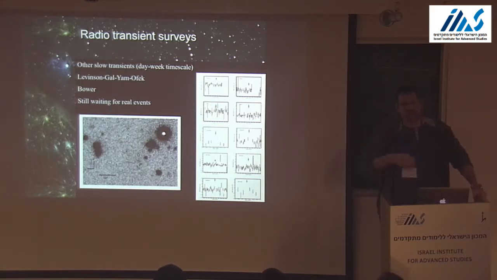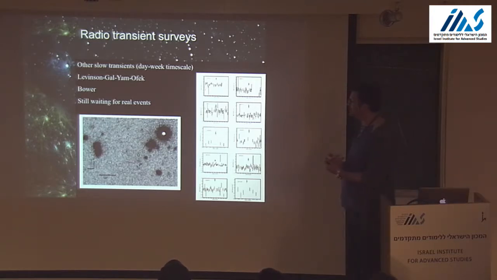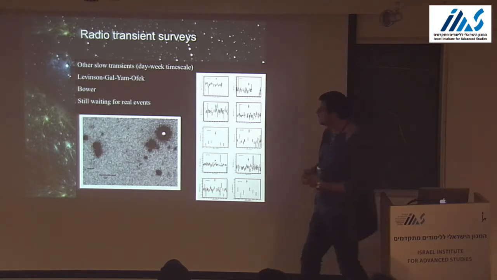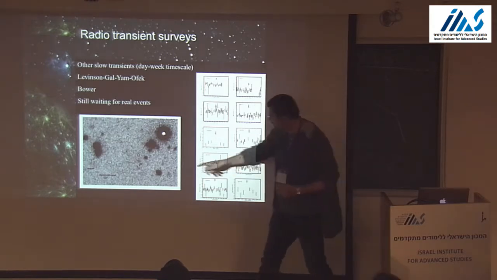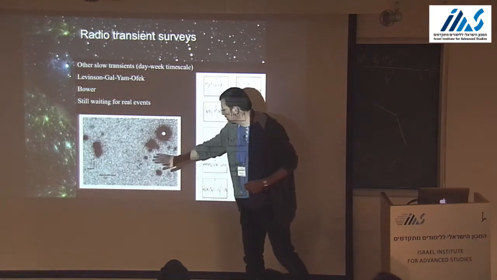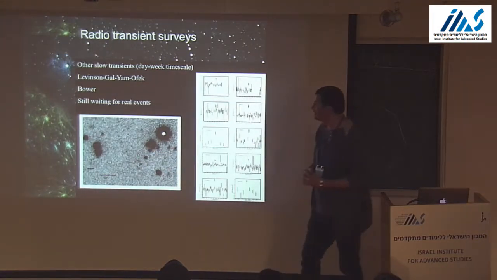When I say slow, I mean day, week, month timescales. And Ranofek in particular, and also myself and other people, tried to work on this for a long time. And so there are two more or less famous works on that. One is by Eran and myself. We found another slowly variable source, which was located here. This is an optical image that shows that there's nothing over there in the invisible light.